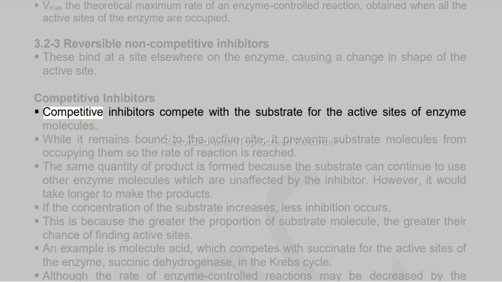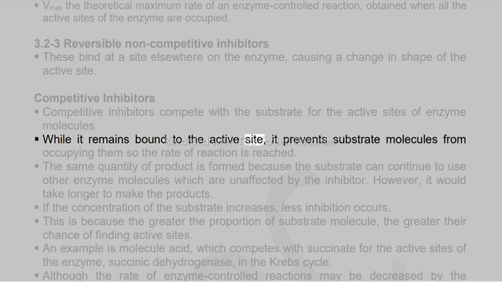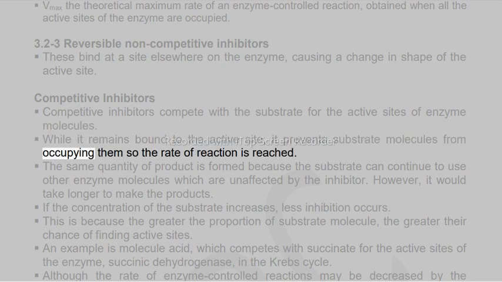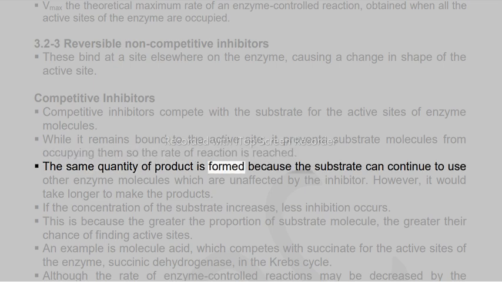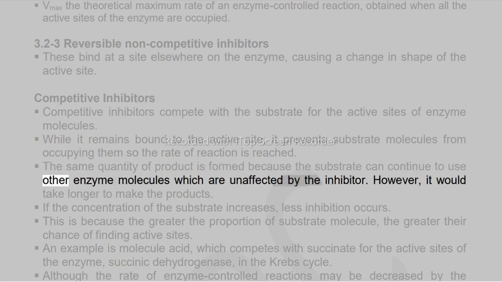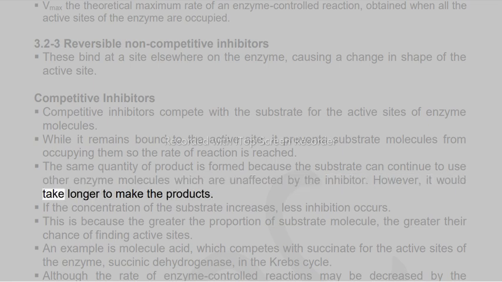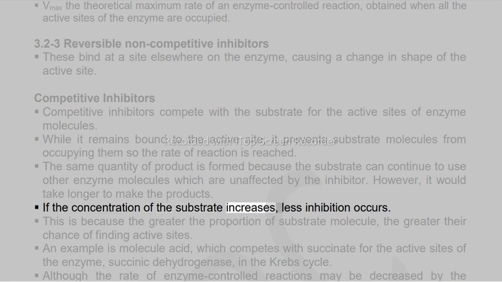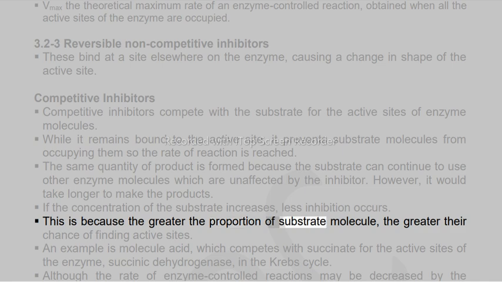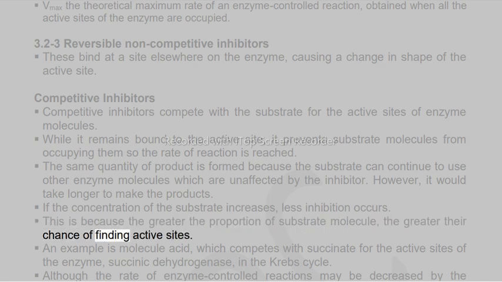Competitive inhibitors. Competitive inhibitors compete with the substrate for the active sites of enzyme molecules. While it remains bound to the active site, it prevents substrate molecules from occupying them, so the rate of reaction is reduced. The same quantity of product is formed because the substrate can continue to use other enzyme molecules which are unaffected by the inhibitor. However, it would take longer to make the products. If the concentration of the substrate increases, less inhibition occurs. This is because the greater the proportion of substrate molecules, the greater their chance of finding active sites.